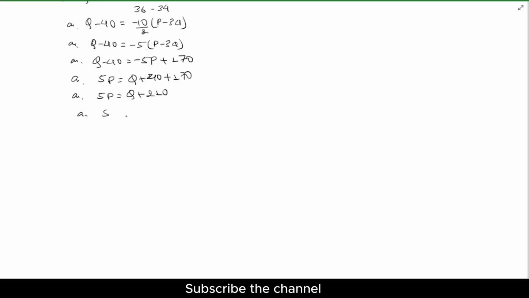We need to find P, so P is Q plus 210 divided by 5. If you multiply this Q by 1 by 5, it will be negative. Okay, sorry, I made a mistake. Actually, P equals minus 0.2 Q plus 42. This is the demand function.